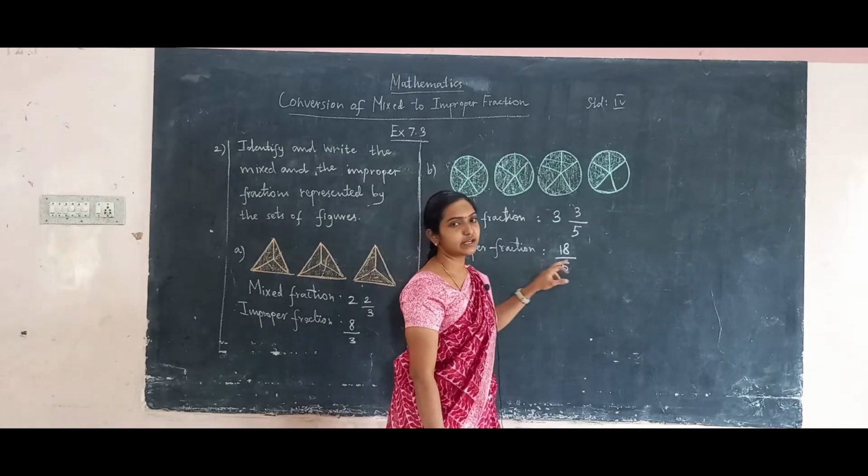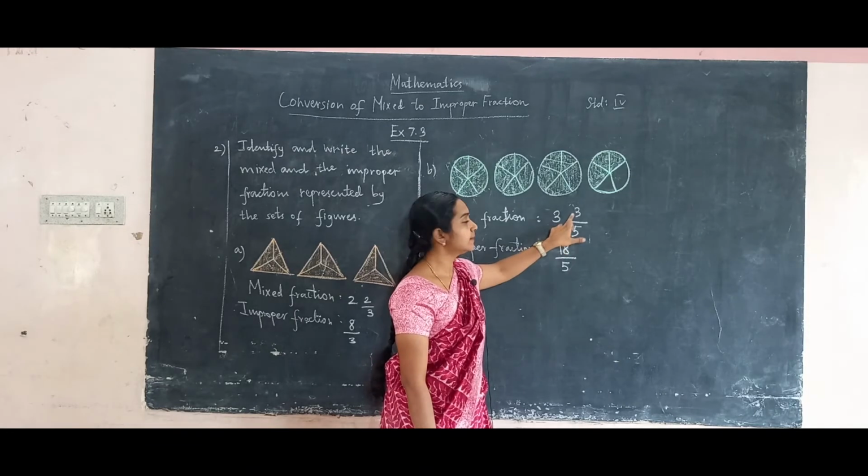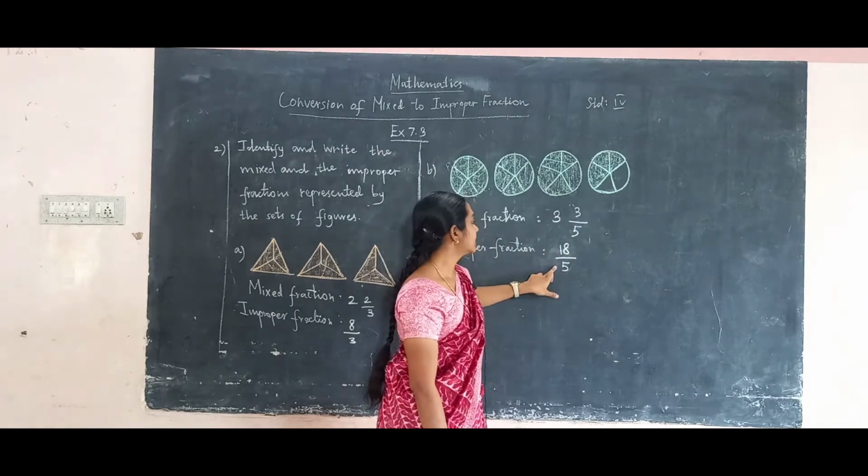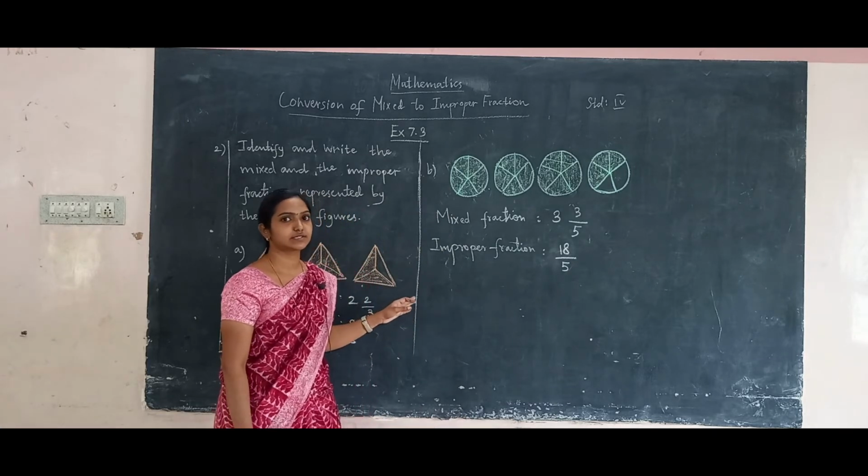Now let us check. 5 into 3 is 15. 15 plus 3 is 18. So 18 by 5 is correct. What we have done is correct.